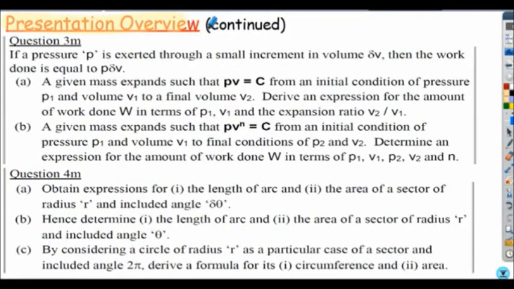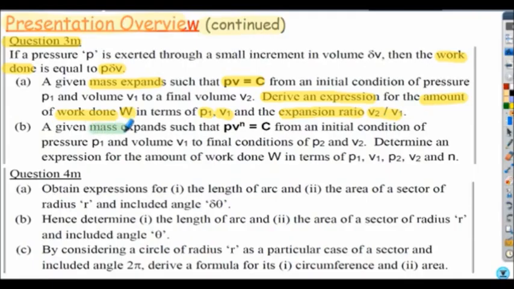Presentation overview continued. Question 3m. This relates to a thermodynamic context, calculating the work done under a PV diagram. In part A, we're given that the mass expands by the law PV equals C, a constant. And given the information in the question, we've got to derive an expression for the amount of work done, capital W, in terms of pressure P1, volume V1, and the expansion ratio V2 divided by V1. So we'll solve this using the process of integration.